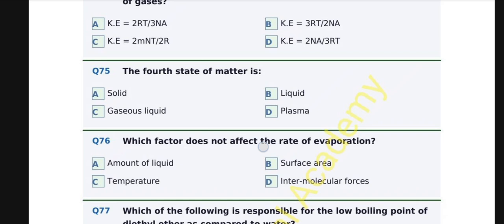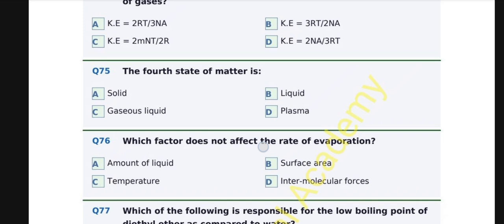Question number 76. Which factor does not affect the rate of evaporation? A. Amount of liquid, B. Surface area, C. Temperature, D. Intermolecular forces. And the correct option is A. Amount of liquid. Rate of evaporation depends on the surface area, temperature, and intermolecular forces. The amount or volume of liquid does not affect the rate, only the total evaporation time.